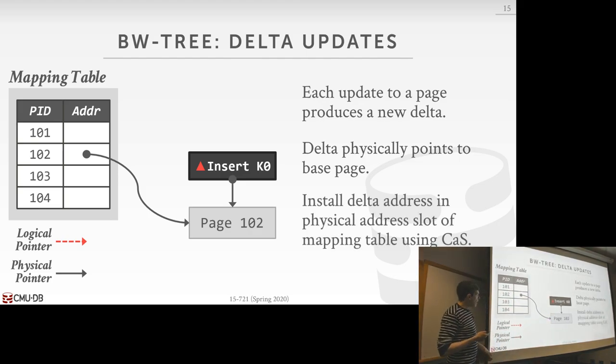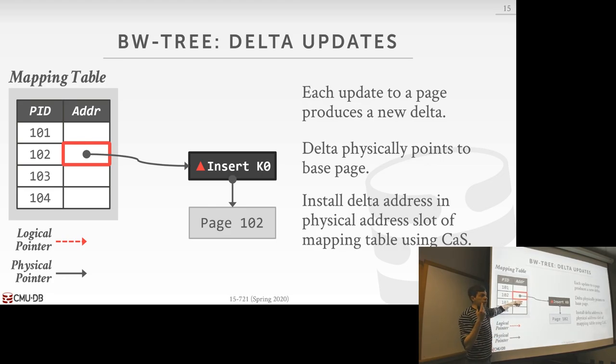So what I need to do now is install it. I'm going to do a compare and swap in the mapping table to replace the physical address it used to point to with my physical address. Now anybody who looks at 102 is not going to land here, they're going to land here, recognize they're looking at a delta record, and evaluate it accordingly. If I'm looking for key 0, I land on this delta record and say, oh, insert key 0. Voila, I'm done, I found exactly what I was looking for. If I'm not looking for key 0, then I just follow along down here, and then I can look in the base page, the base node.